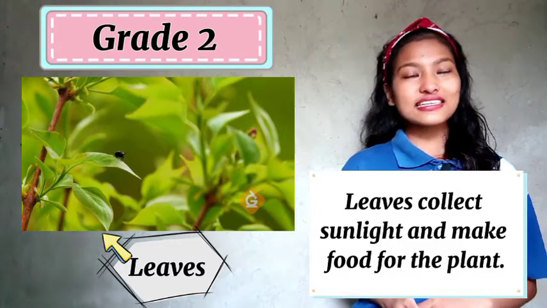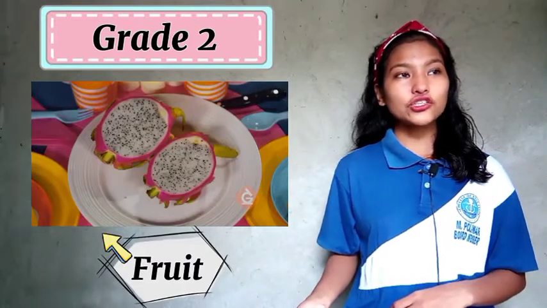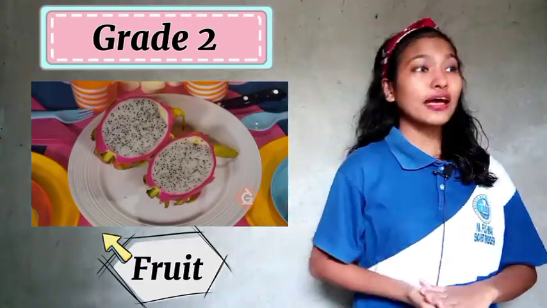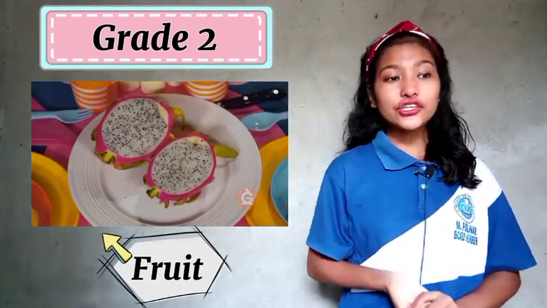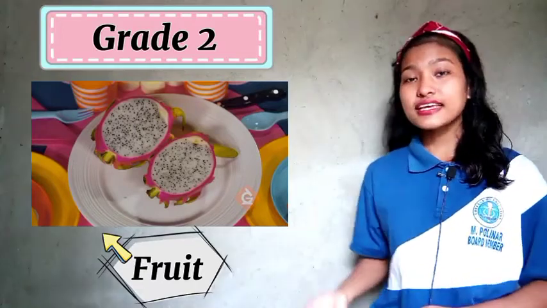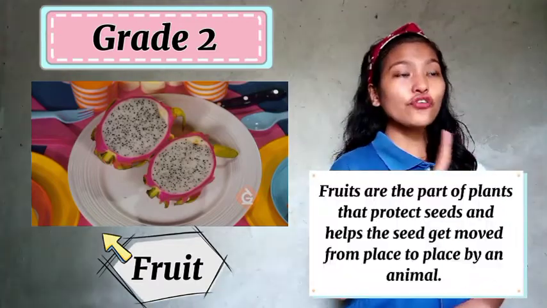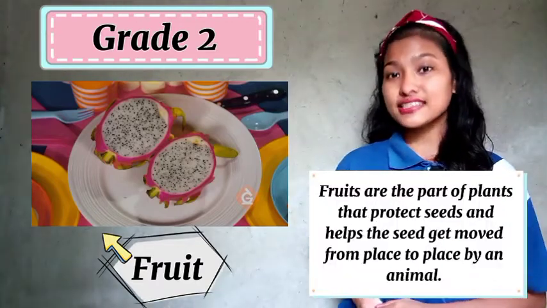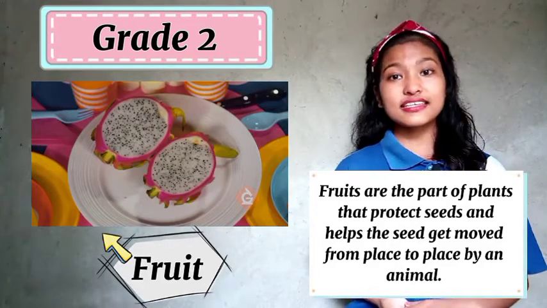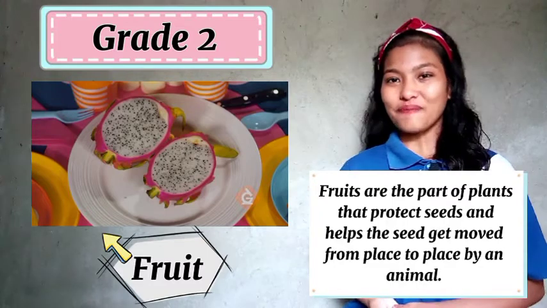The next one is this. What is the function of this part? Anyone, can you give me the answer? Very good. This part is what we call fruits, and the function of fruit is to protect the seeds and help the seeds get moved from place to place by an animal.